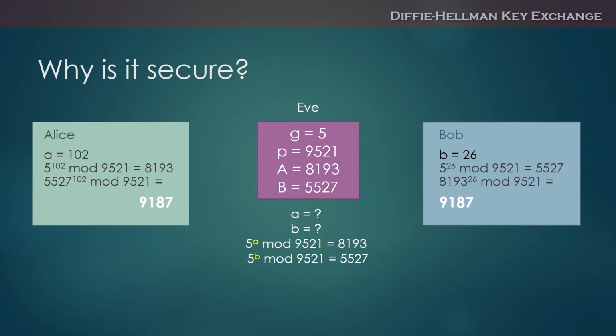The thing is, there is no mathematical formula for computing a or b. You have to use brute force. It's the only way. So Eve would have to have a tremendous amount of computing power so that she could iterate through every possible a or b and try to figure out what it is.